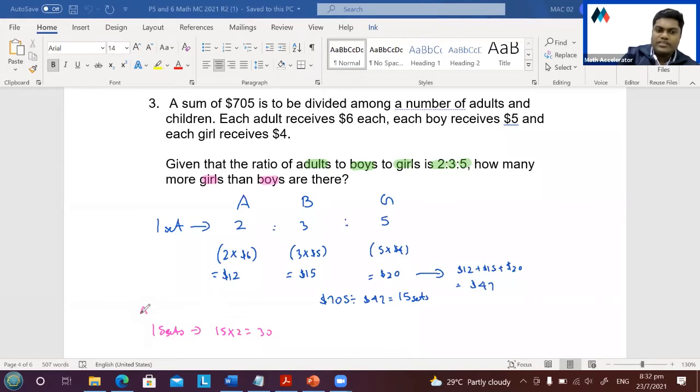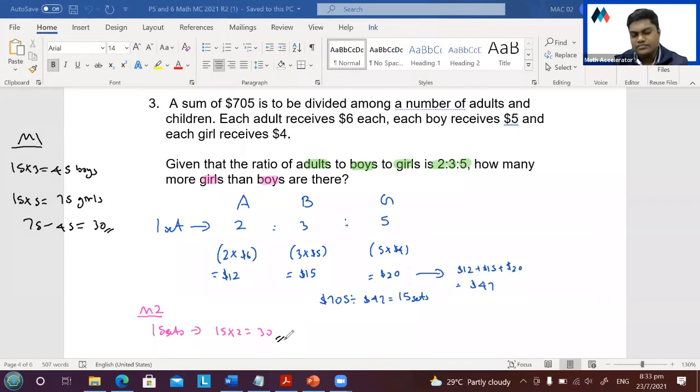What I did here is method 2. Now, if you want to do method 1, you can do that as well. So method 1, go and find out how many boys are there. So it's 15 times 3, which is 45 boys. Then 15 times 5, there will be 75 girls. So the difference is 75 minus 45, you also get 30. So again, this is fine, this is also fine. Okay, if you're racing against time, please use method 2, okay?